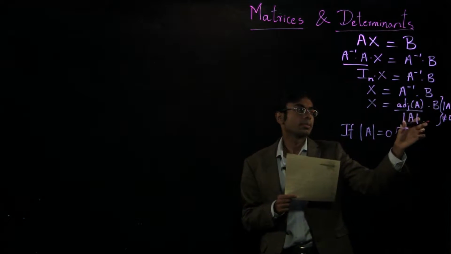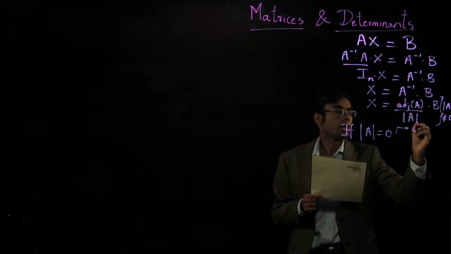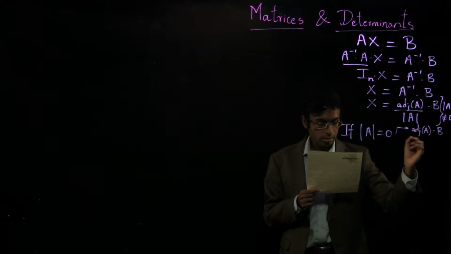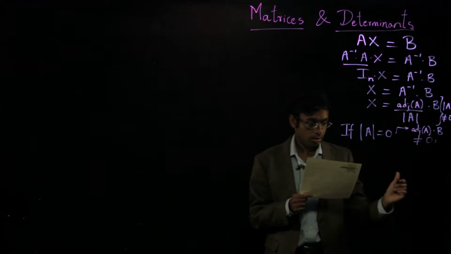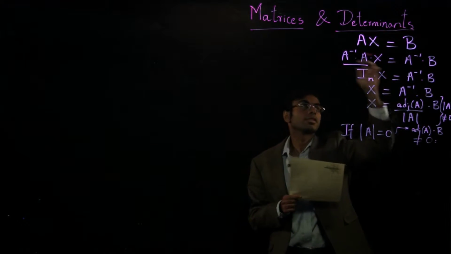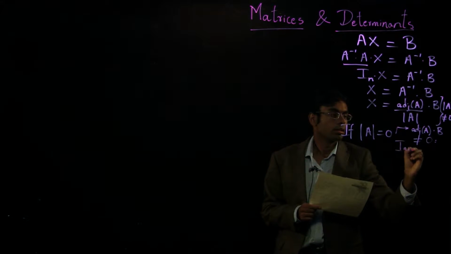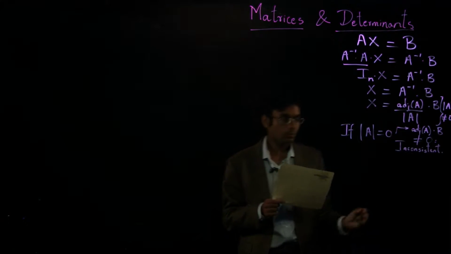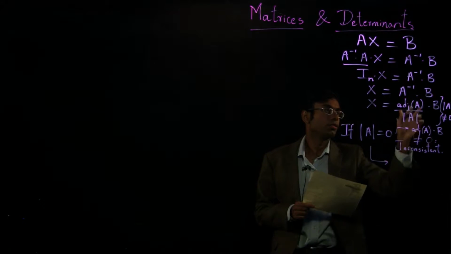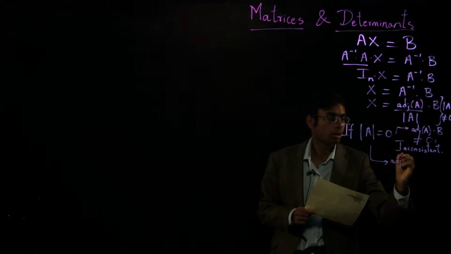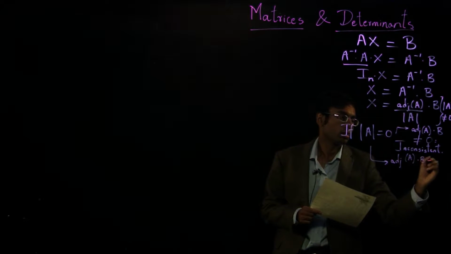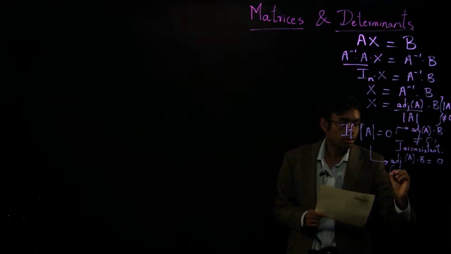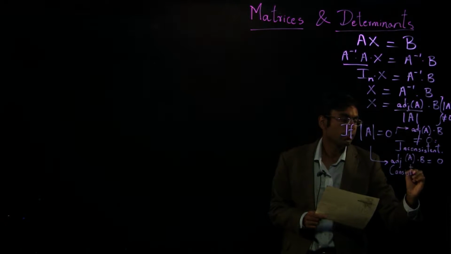look at the numerator of this expression. If adjoint of A times b, if this product is not 0, this whole system of equations is inconsistent and it has no solution. But if the numerator is also 0, in addition to the denominator being 0, then the system is consistent and it has an infinite number of solutions.